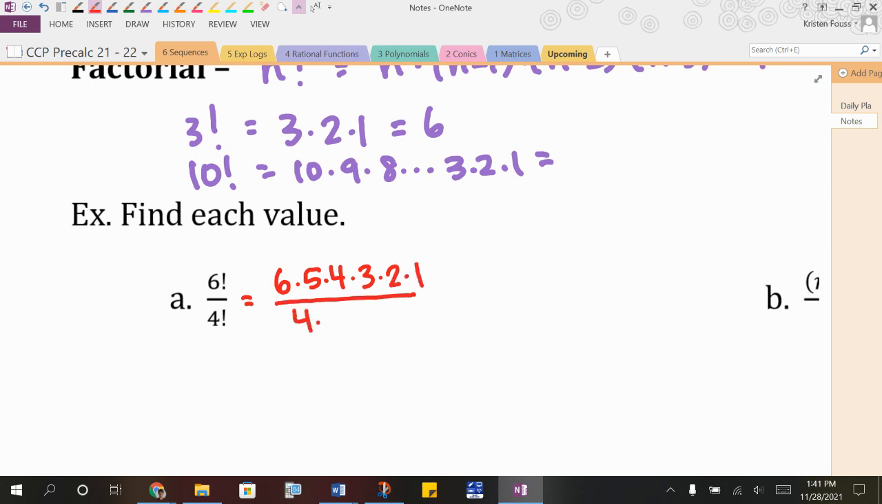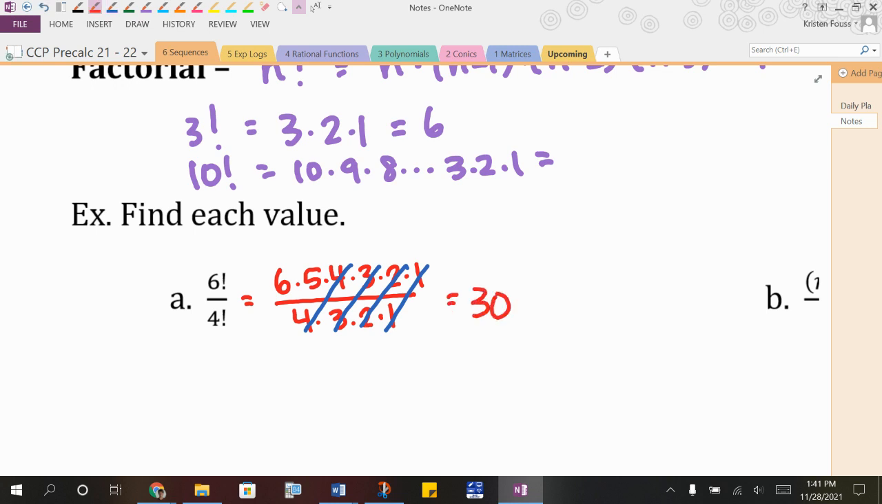4 factorial is 4 times 3 times 2 times 1. The nice thing about this is we've got a lot of stuff that cancels out. Both the numerator and denominator have that 4, 3, 2, 1 that will cancel out. So 6 factorial divided by 4 factorial is really just 6 times 5, which equals 30.